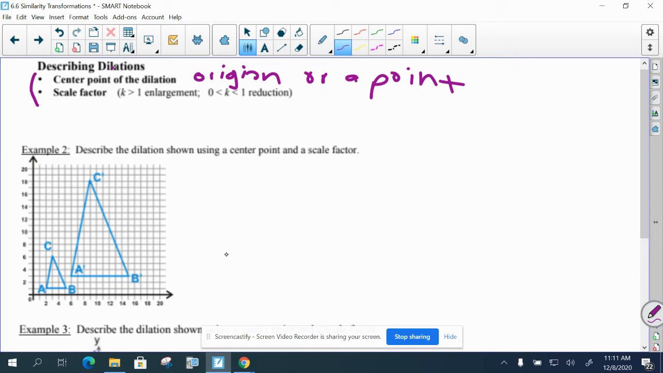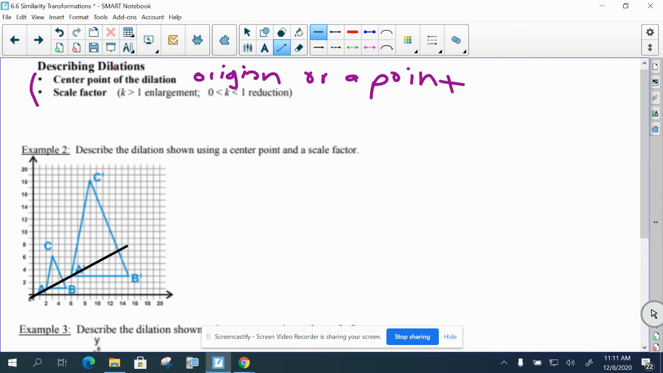So here's how you figure out where the center of dilation is. So this is the center of dilation, the origin, or maybe it's somewhere over here, maybe it's somewhere over here. How do I figure that out? So you take your protractor and you draw a line through A and A prime. Okay, and then I'm going to extend that line a little bit this way. And see how it goes through the origin?